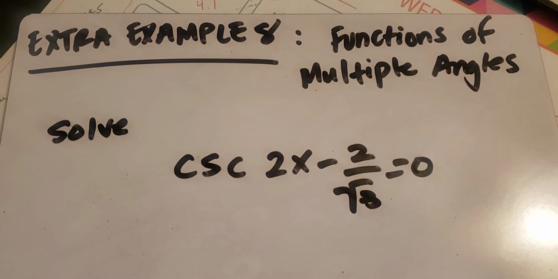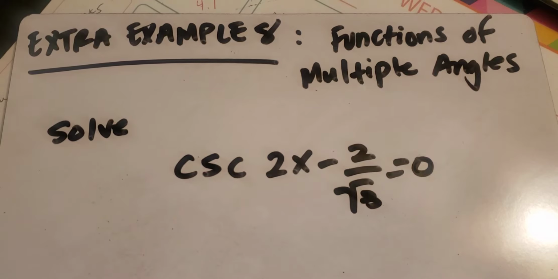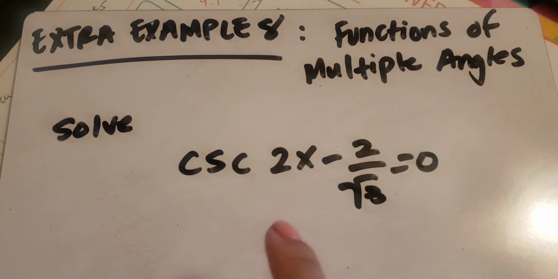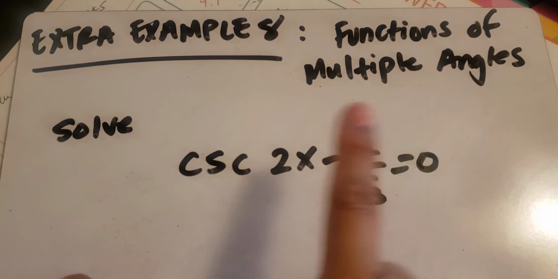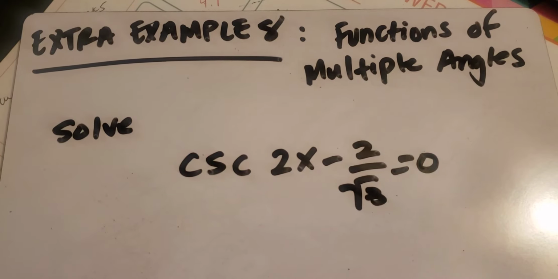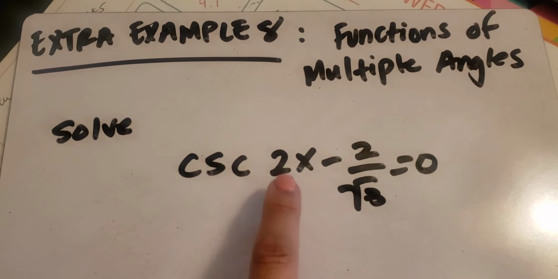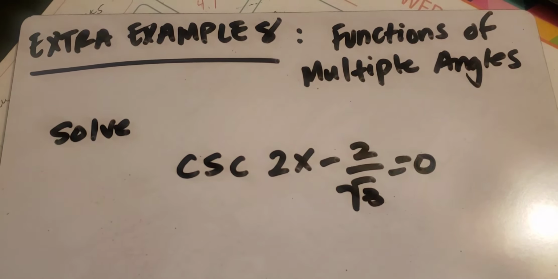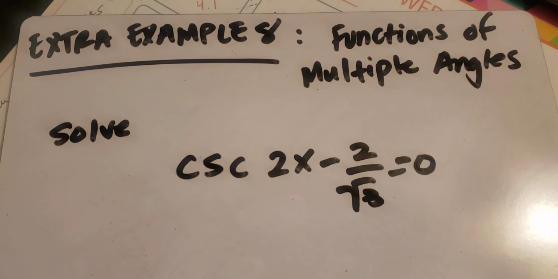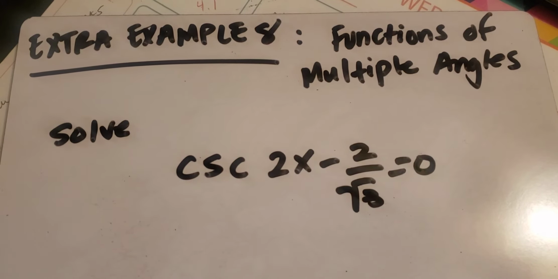Okay, so now we're moving to example 8, and example 8 is basically going to cover functions of multiple angles. The example we're working with is cosecant 2x minus 2 radical 3 equals 0. So in case you didn't see the difference, how is this different from what we've been doing? In all the equations we've been doing yesterday and today, our angle has just been a single x, but now we're going to do a multiple. So here's 2x, okay? We're still going to isolate our trig function, so treat it as you've been doing and just isolate, okay?